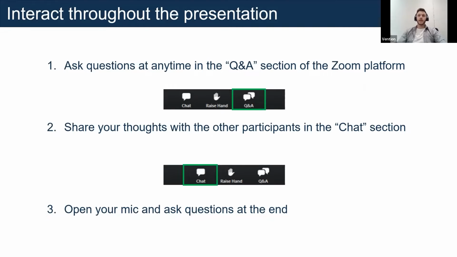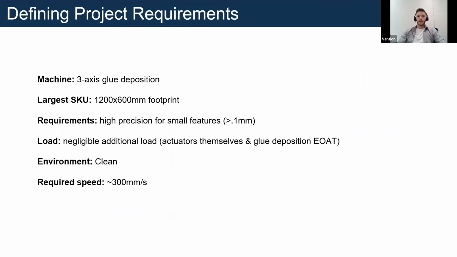Starting off, the first step is going through my mock design that I'd like to work towards, defining the project requirements. The project we'll be looking at today is a 3-axis glue deposition machine, so it's going to be an X, a Y, and a Z, not a theta. The largest SKU that I'm looking to deposit glue on, the largest panel, is a panel of 1200 by 600 millimeters. So this has a 1200 by 600 millimeter footprint, and this will later drive the selection of our actuated travel length.